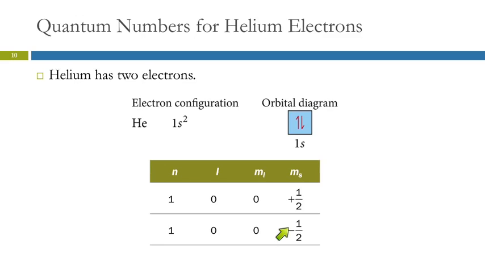Something has to be different somewhere, so it's got to be this last one. So one has a positive spin, one has a negative spin. We don't see that in the electron configuration. Electron configuration ignores spin, doesn't come in there at all. In the orbital diagram, though, we're going to show 1 arrow up and 1 arrow down.